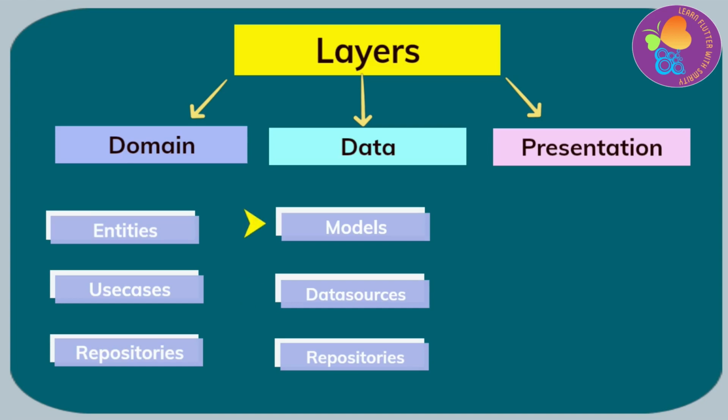Models represent the JSON structure that allows us to interact with our data sources. Repositories contain queries and mutations for a specific data model and can decide from which data source to get data. For example, request it from network or get data from cache.